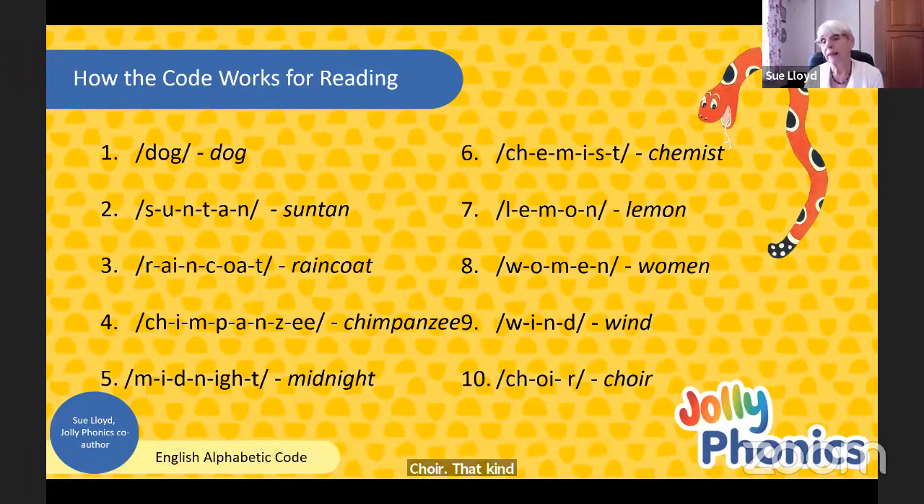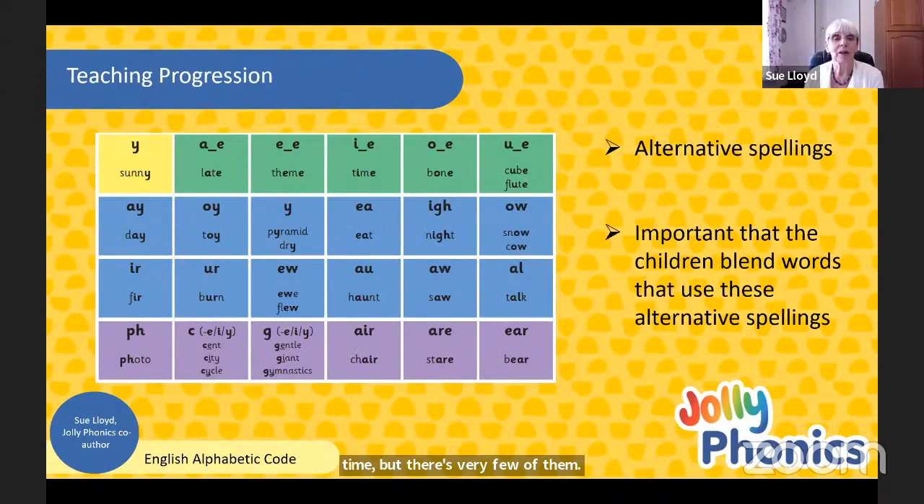That kind of word has to be dealt with at the time, but there's very few of them, so don't get worried. Just follow the jolly phonics and it works out very well. But making sure they can blend and segment and write from dictation, that's the absolute essential.